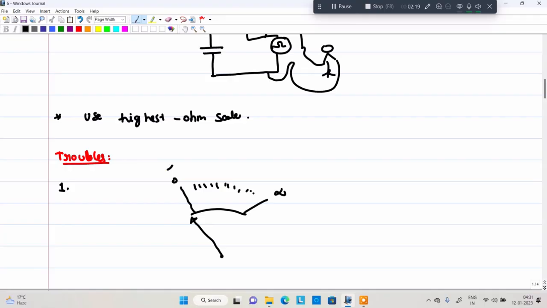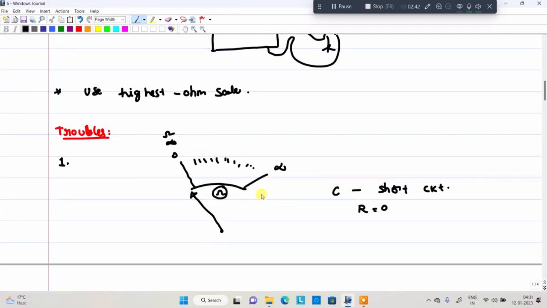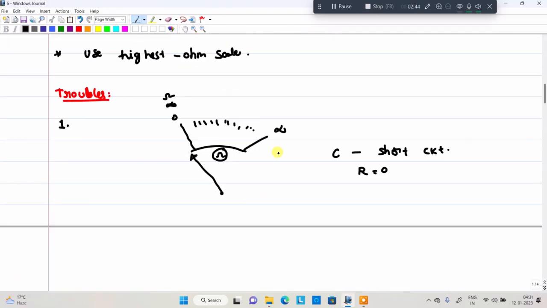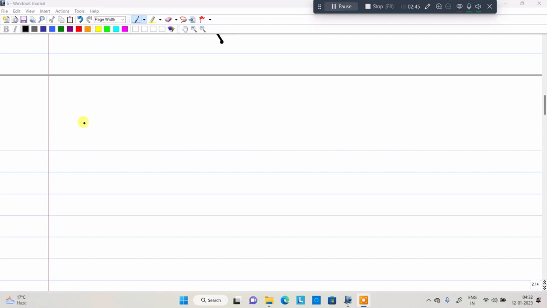So whenever this particular resistance is 0, whenever you connect the capacitor, you can conclude that the capacitor is short circuited, because whenever it is short circuited, whatever the internal resistance is, it is 0. Okay, that is the first observation we have. Next, second observation.